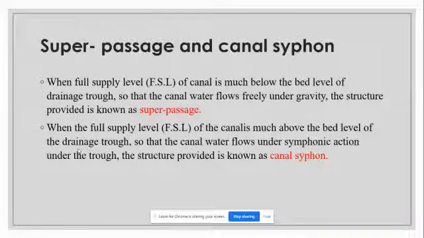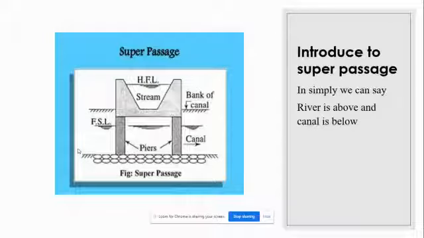There are two types. The canal is below the drain. That means super passage. The canal is below the drain, but its full supply level is much above the bed level. That means it is a canal siphon. Okay, friends, then it is the example of super passage. Super passage, we can simply say, is when the river is above and the canal is below.